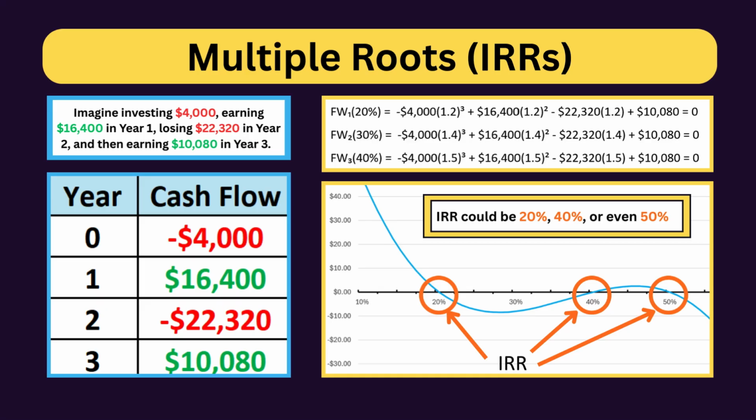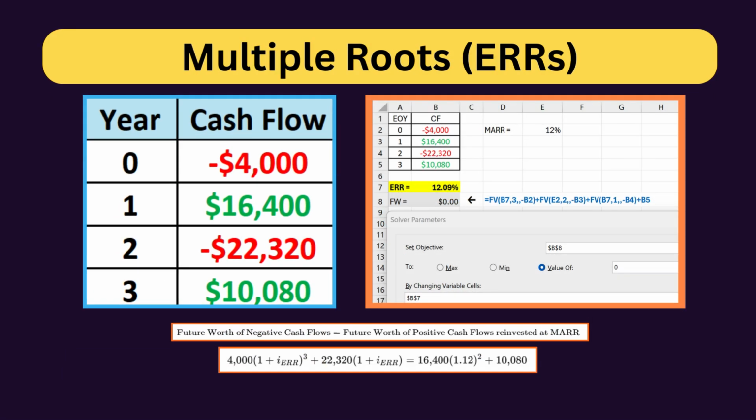For example, imagine an investment with the following cash flows: negative $4,000 today, positive $16,400 in year 1, negative $22,320 in year 2, and positive $10,080 in year 3. If you solve for IRR, you can actually get 3 different answers: 20%, 40%, and 50%. All 3 satisfy the IRR definition mathematically, but none of them clearly tells you whether the investment meets your required return. ERR fixes this by forcing all reinvestment to occur at the MARR.